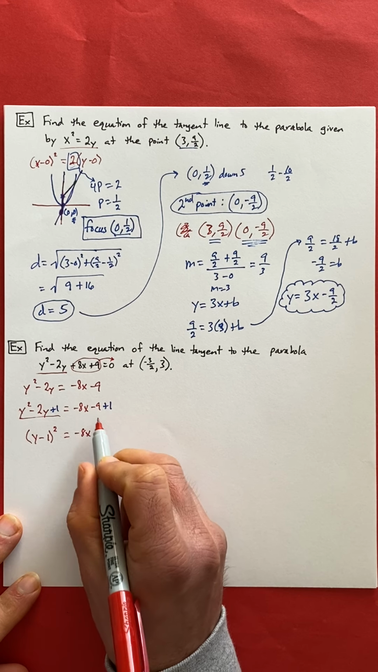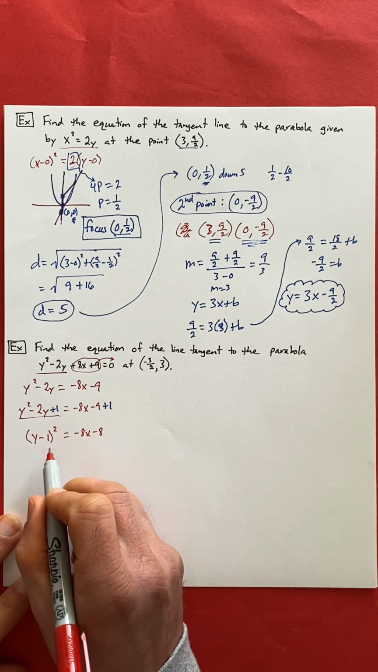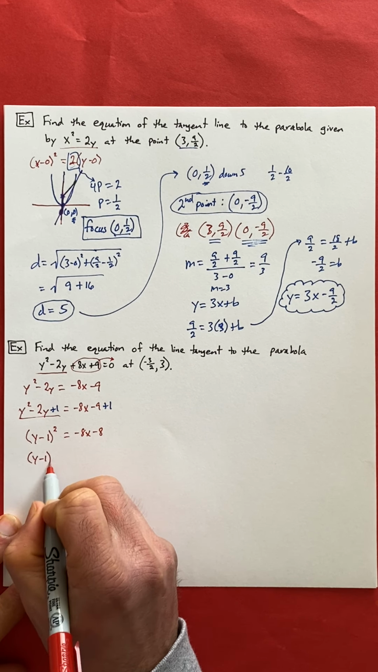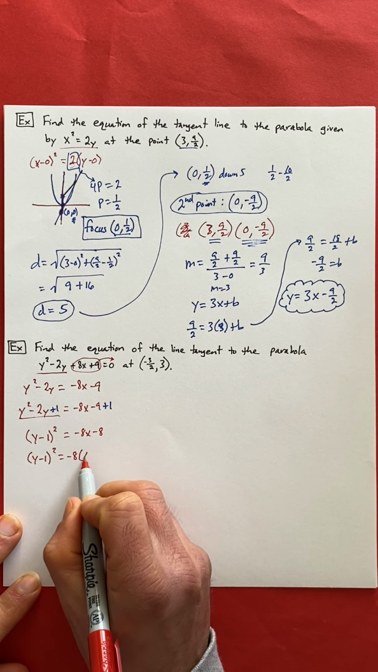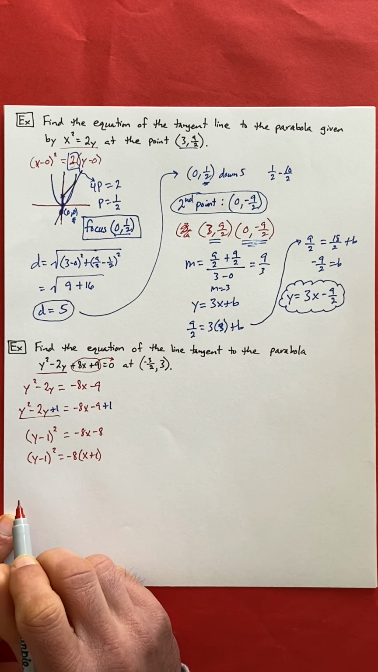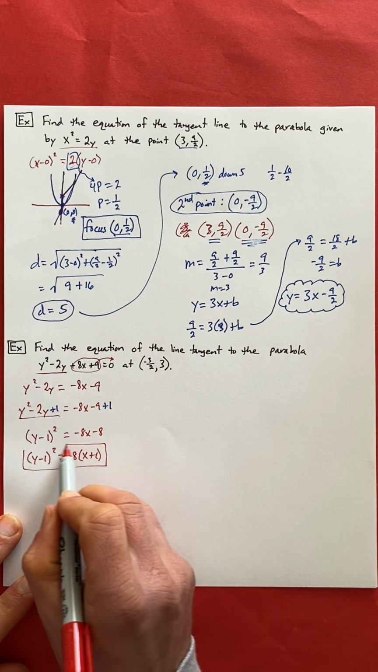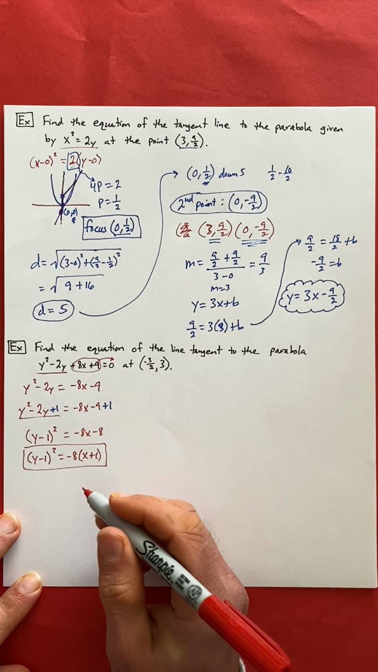All right, if I add like terms on the right side, it looks like I have negative 8x, and that gives me minus 8. I've already got the left side the way I want it. It's y minus 1 quantity squared is equal to, I have to factor out the negative 8, the number that's in front of x, and it looks like it gives me x plus 1, so now I've got it in standard form.